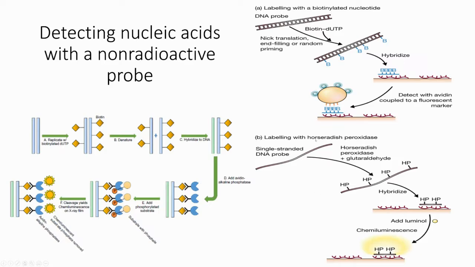The other one is horseradish peroxidase. Basically, you have a single-strand DNA probe. Then you add the horseradish peroxidase and the glutaraldehyde, so you will label the single-stranded probe, and then it will hybridize to a target. Then to this horseradish peroxidase you add luminol, so they will react and give you the signal. That's called chemiluminescence. So these are two different types of non-radioactive probe.